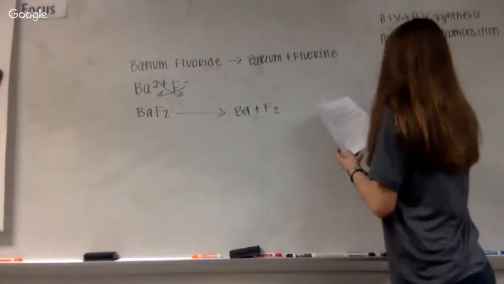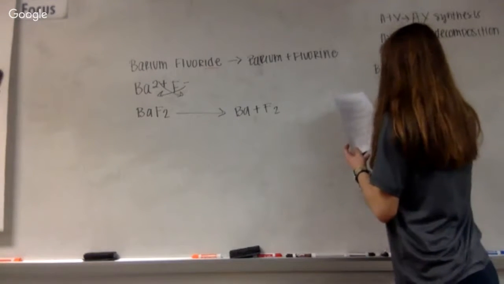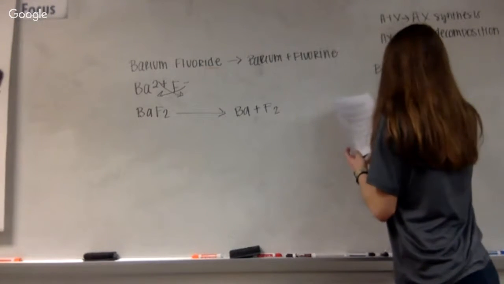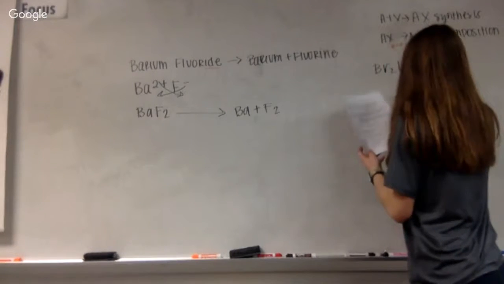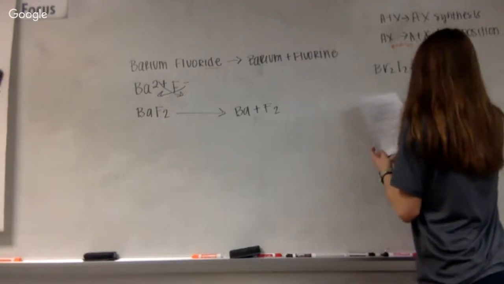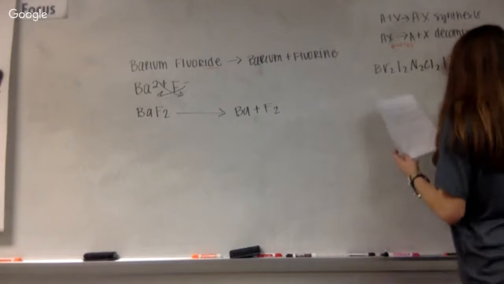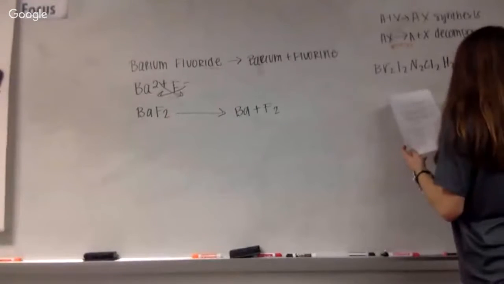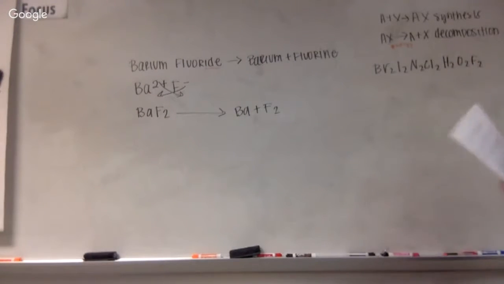So maybe write Brinkelhoff. So Br2, I2, N2, O2, H2, and Cl2, F2. So you're gonna have to kind of memorize that just to remind yourself that if you ever see those by themselves, those always exist as a pair.